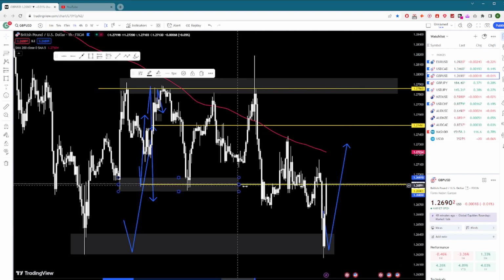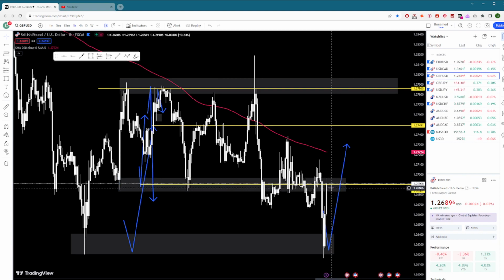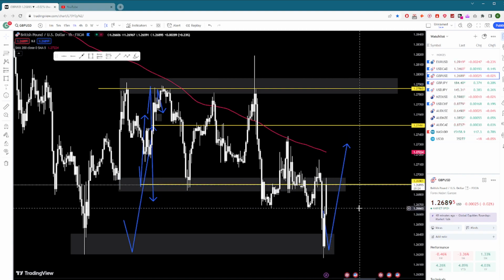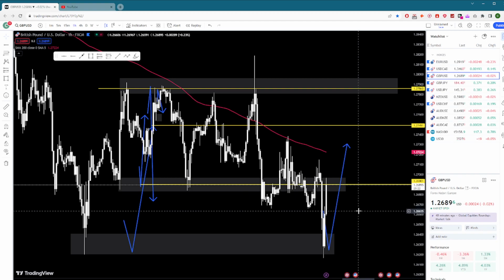And as you see right here, it's sort of rejecting from this little area. Well, not rejecting much, but a little bit. But support resistance is not a 100% strategy where you win 100% of your trades.